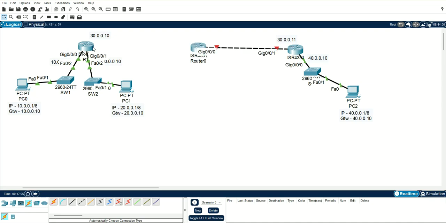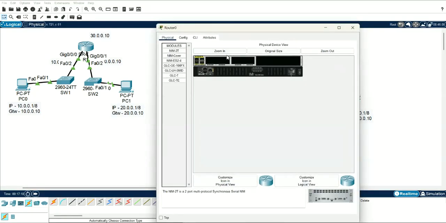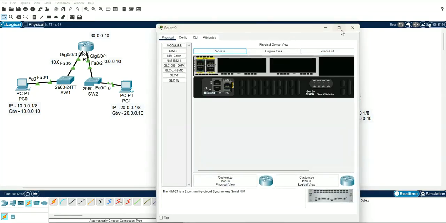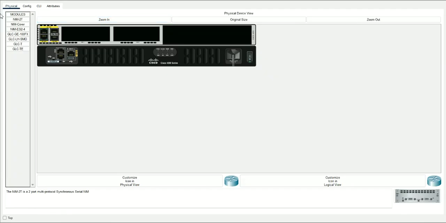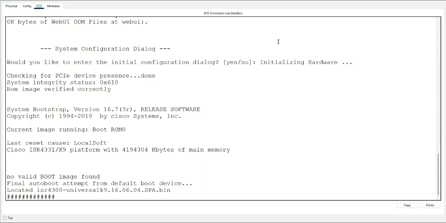But here there is no gig Ethernet, we have only serial port, no. So I need to add a serial port. You know how to add it, I showed you yesterday. Off it and then 2T and then on it, then go to the command line.